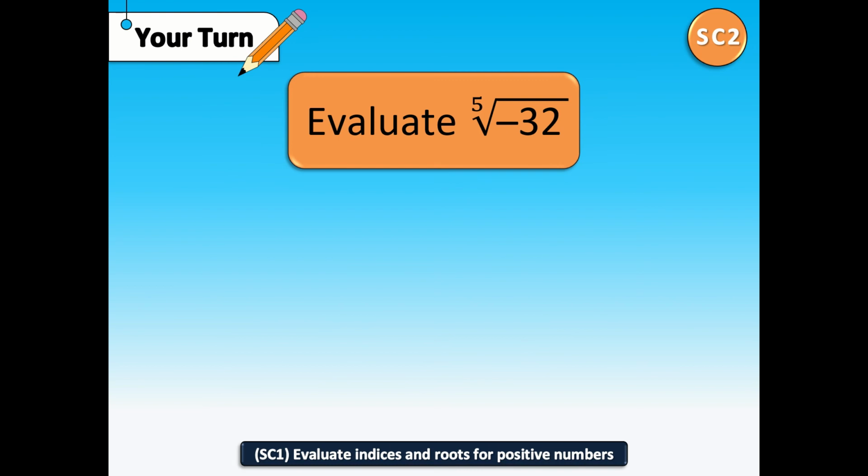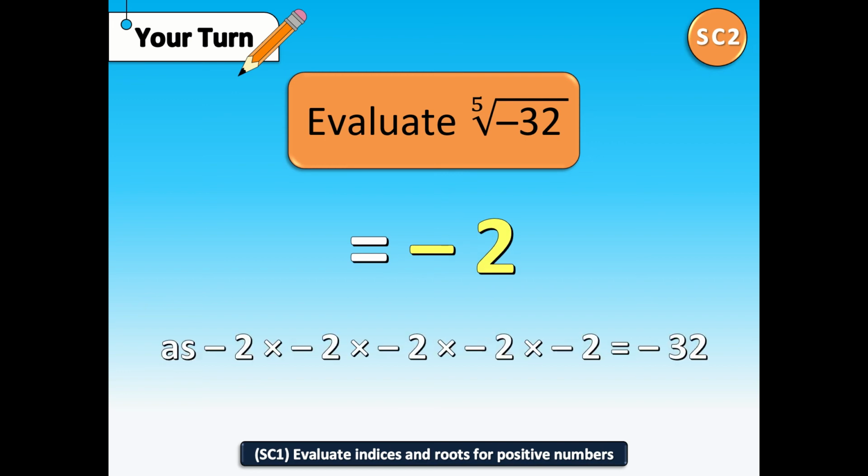Here's a question for you to have a go at. Pause the video, and when you're ready to see what you should have done, press play. So here we want to do the fifth root of minus 32. So the answer is minus 2, because minus 2 times by itself 5 times would make minus 32.